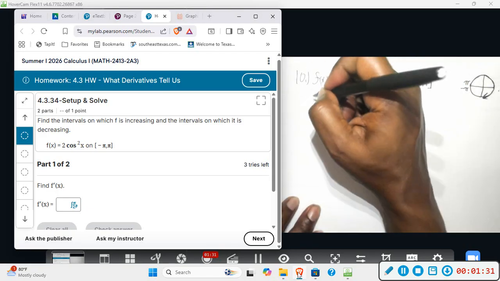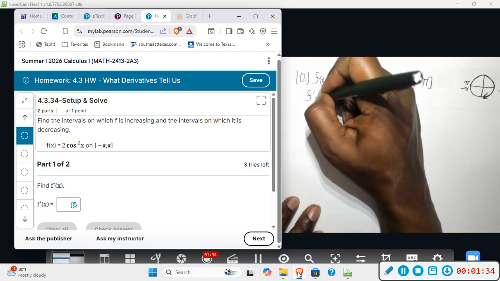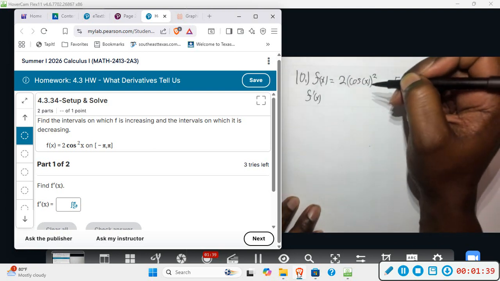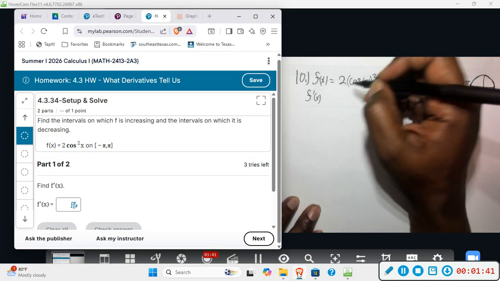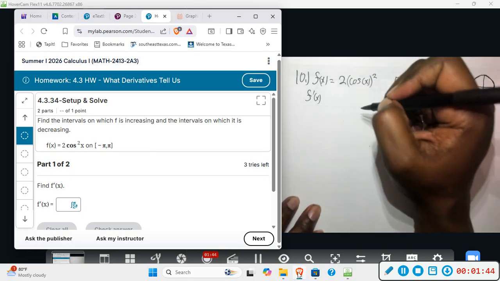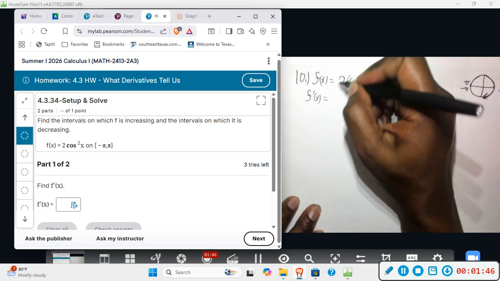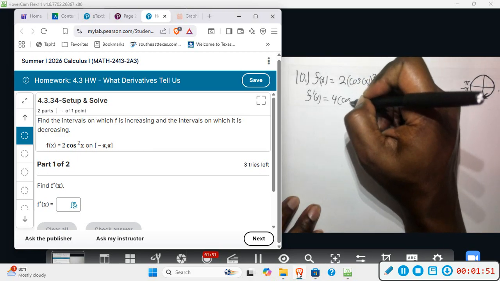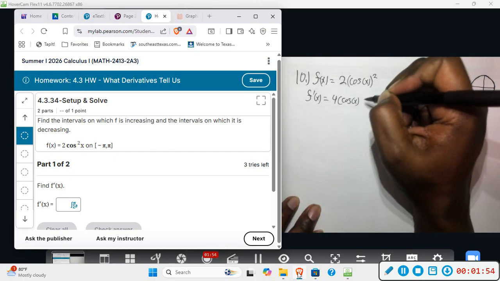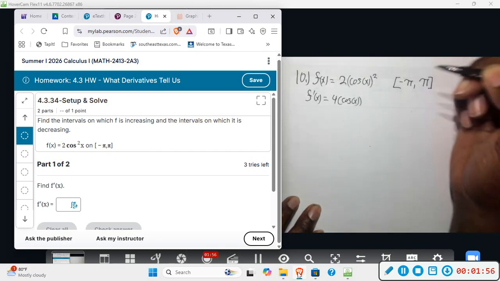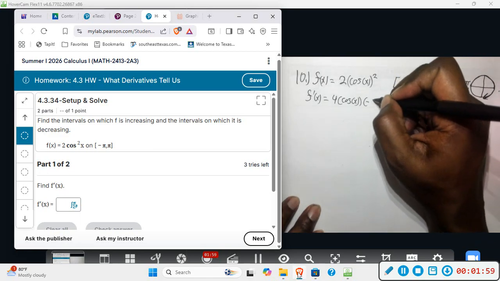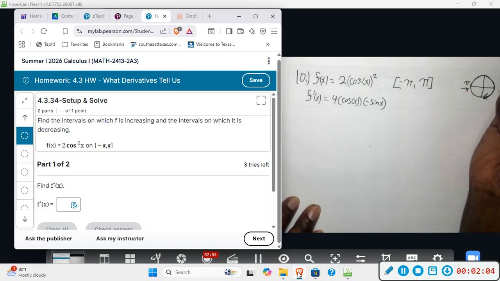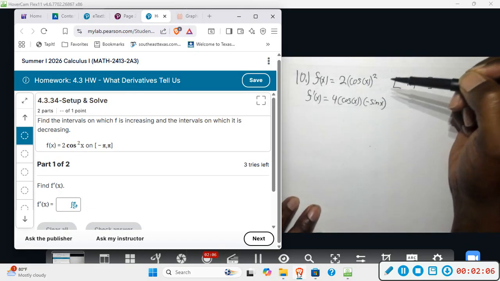Okay, so first we're going to find the derivative. All right, so we're going to do the chain rule. So derivative of the outside times the derivative of the inside. So we're going to do 2 times 2, which gives me 4, times cosine of x. And then we're going to do the derivative of cosine of x, which is going to be negative sine of x. We're going to set this equal to 0.